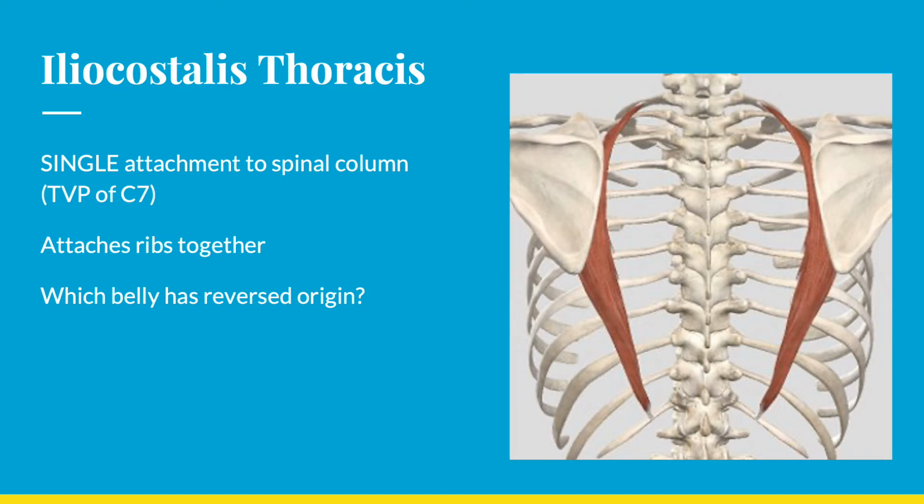So that's the only place on the entire spinal column that the iliocostalis thoracis has a direct attachment to the spine, so that can be a TQ. And its primary function, because it is attached to a whole bunch of ribs, is going to be kind of keeping them together and having them function as a unit. So it's going to attach them all together, provide a little extra stability.